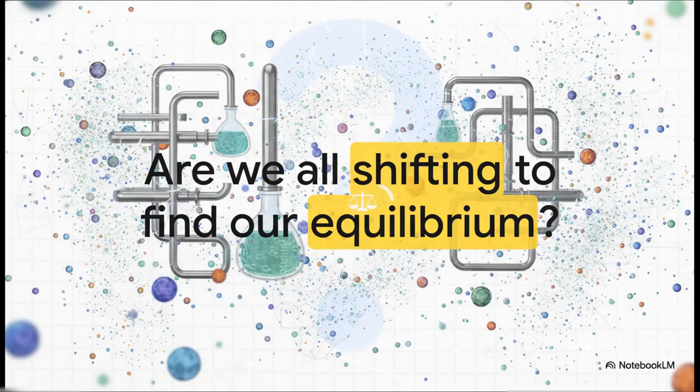So, from microscopic bouncy balls to the massive industrial production of chemicals, it is all governed by these beautiful, unbreakable rules of motion, collision, and balance. It kind of makes you wonder, doesn't it? If the very foundation of our universe is built on constant random motion and reacting to stress, are we all just shifting to find our own equilibrium?